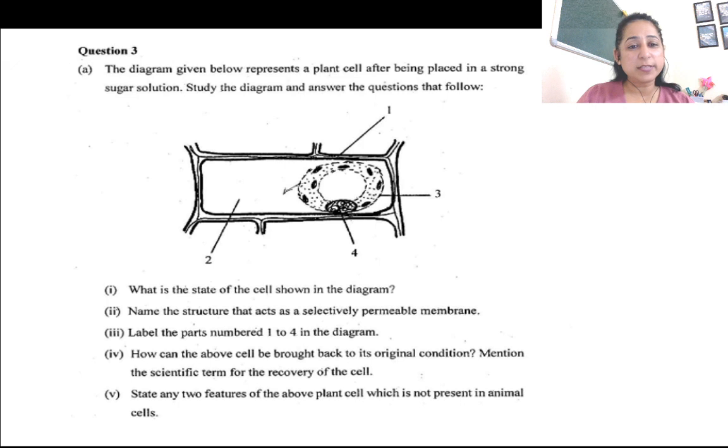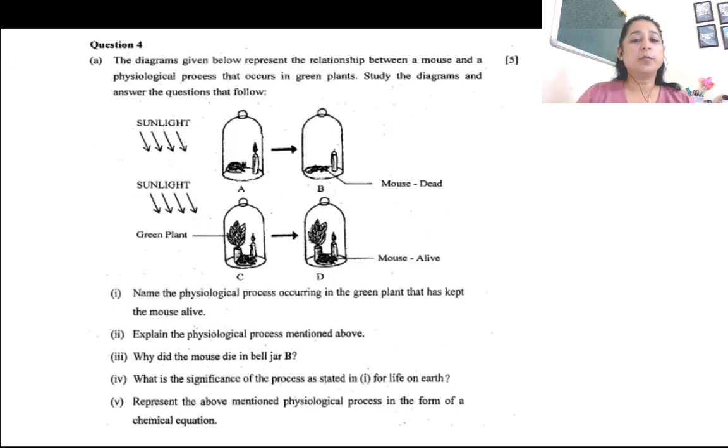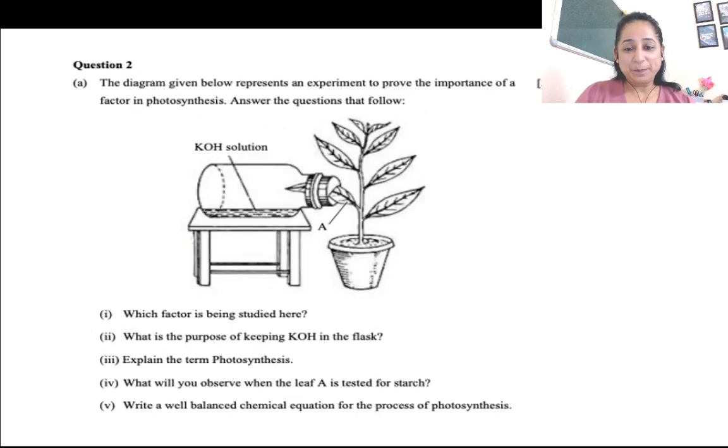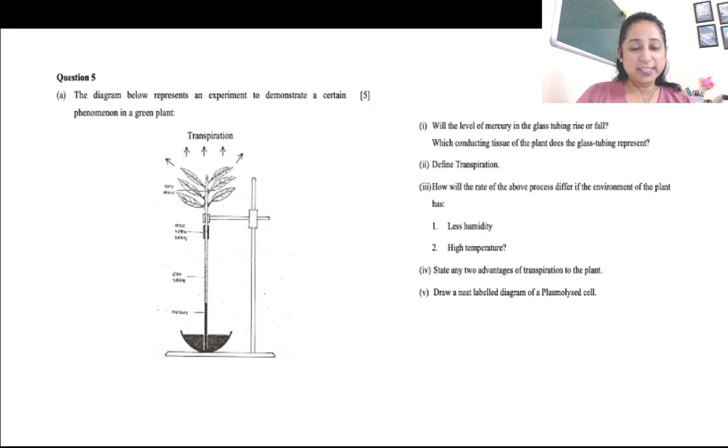Almost same. Now this is a question थोड़ा सा tedious है, and again two processes are studied here. KOH solution to prove that CO2 is necessary for photosynthesis. Last question is this. This is transpiration, but थोड़ा सा अलग से पूछा हुआ ये question. So you have to think about this question and then only you will be able to answer. So this is the last question of today's video.